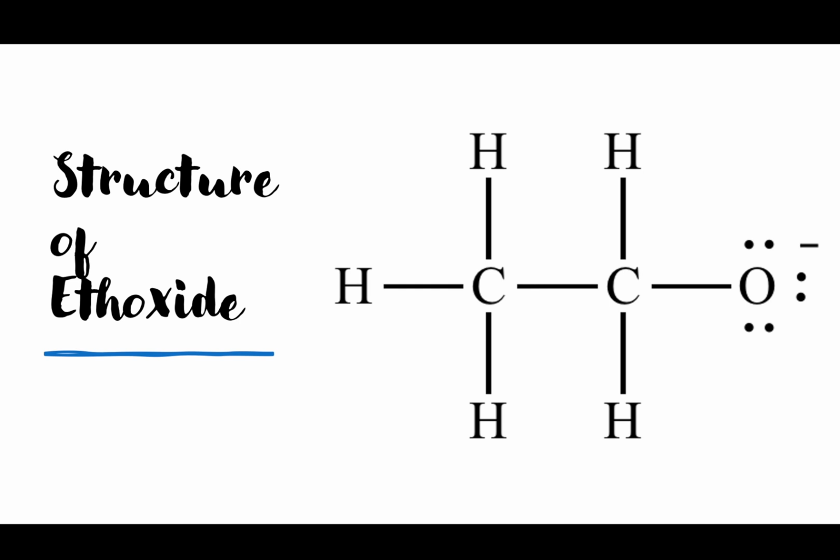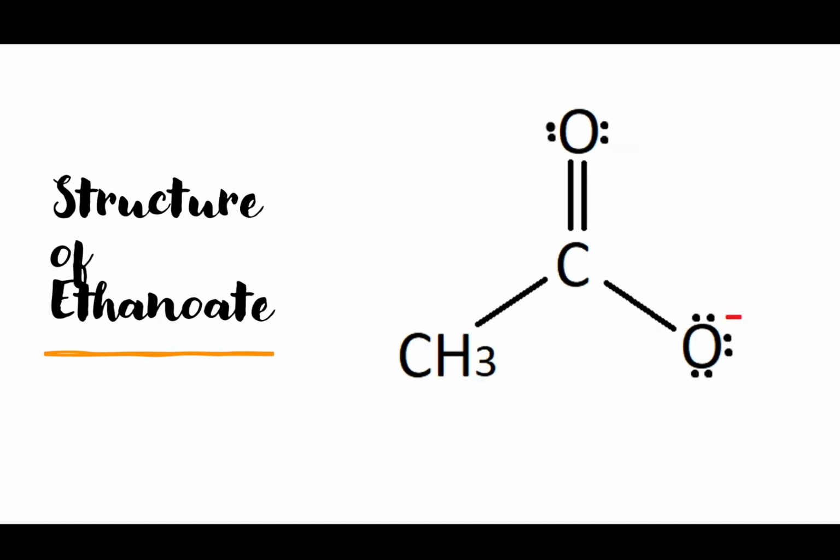Because if you change the group to create a positional isomer, it won't work, because anywhere you put the OH group, it will still be n-ethanol. So it would still be n-ethoxide, okay?